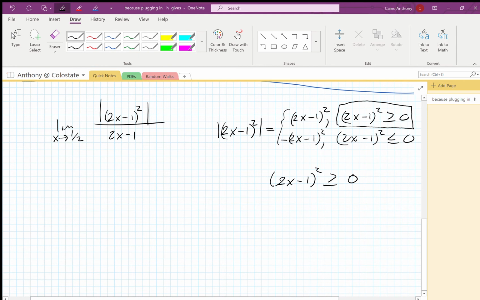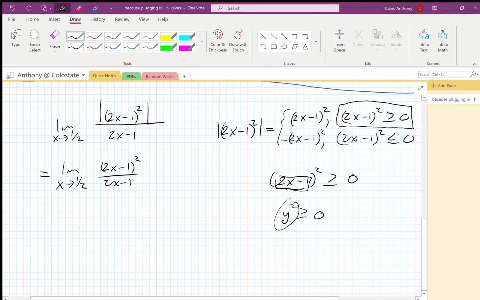The answer is because 2x minus 1 is just some number, and any number squared is bigger or equal to 0. So 2x minus 1 looks more complicated, but really it's just of the form something squared, and something squared is bigger or equal to 0. So this limit is just the limit as x goes to 1/2 of 2x minus 1 squared over 2x minus 1.